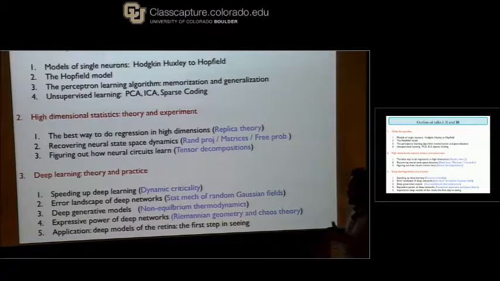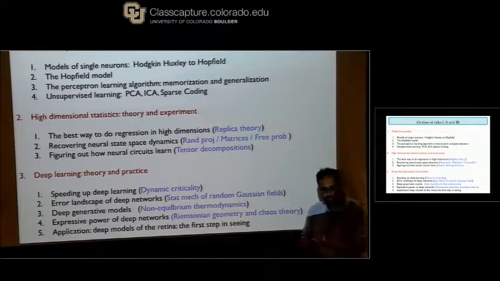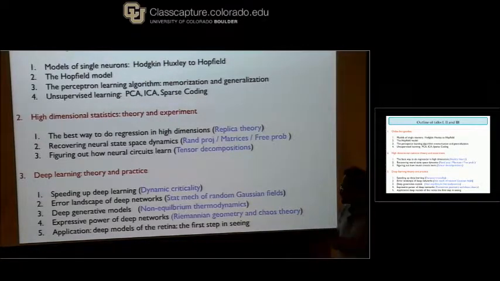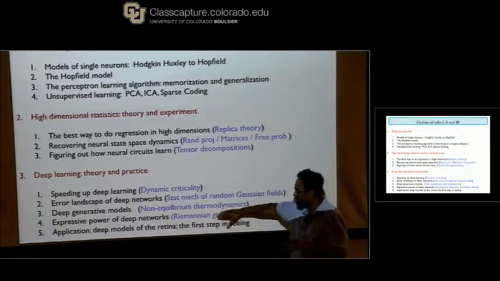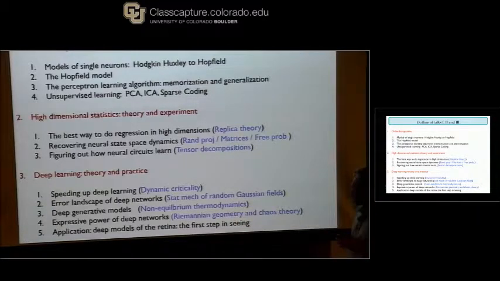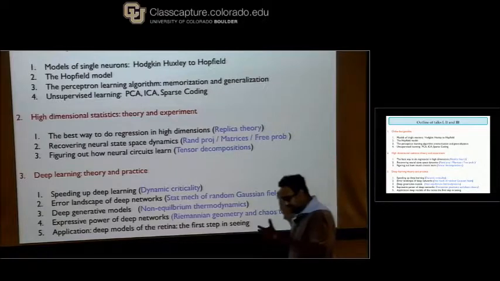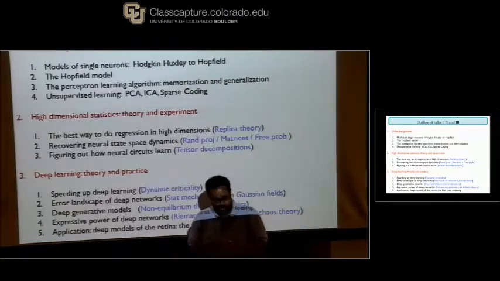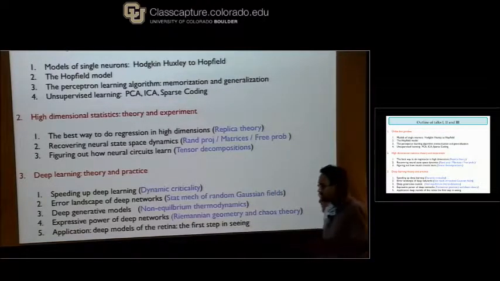Can you have networks imagine things that they weren't asked to imagine? So creating generative models. So we'll talk about that using ideas from non-equilibrium thermodynamics. And then this question of expressivity, like why do we need depth? What can you do with a deep network that you cannot do with a shallow network?